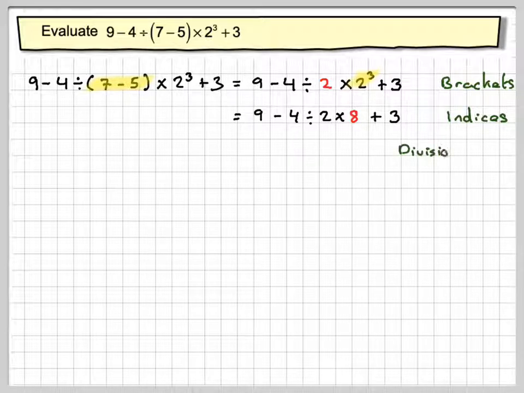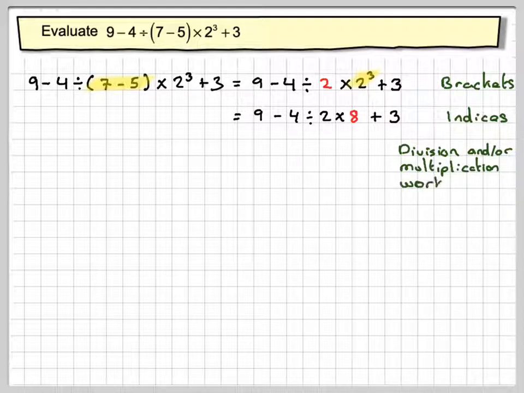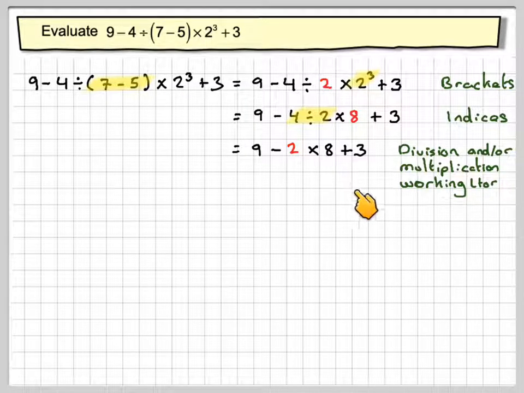Now we either do division or multiplication, working left to right, whatever comes first. So the first thing that comes across is the division. So we'll do the division. So we're going to get 9 minus 2 times 8 plus 3.